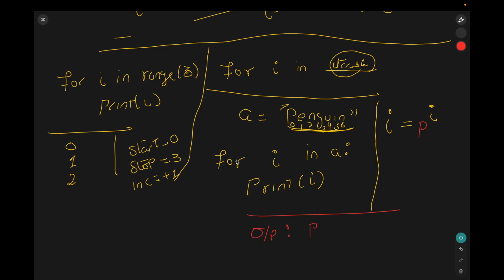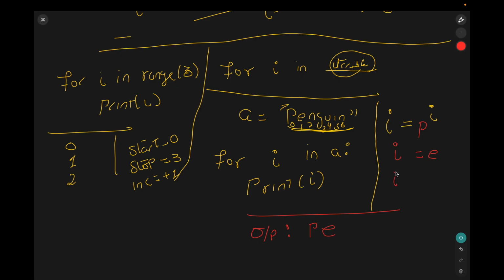Then again I'll be coming back to here. Now what I'll be doing is, obviously I'll be incrementing. So I'll be going from 0 to 1, and whatever the value is present at index number 1, give me that value. That means in the second iteration your i value will be e, right? So okay, then you'll be printing e.